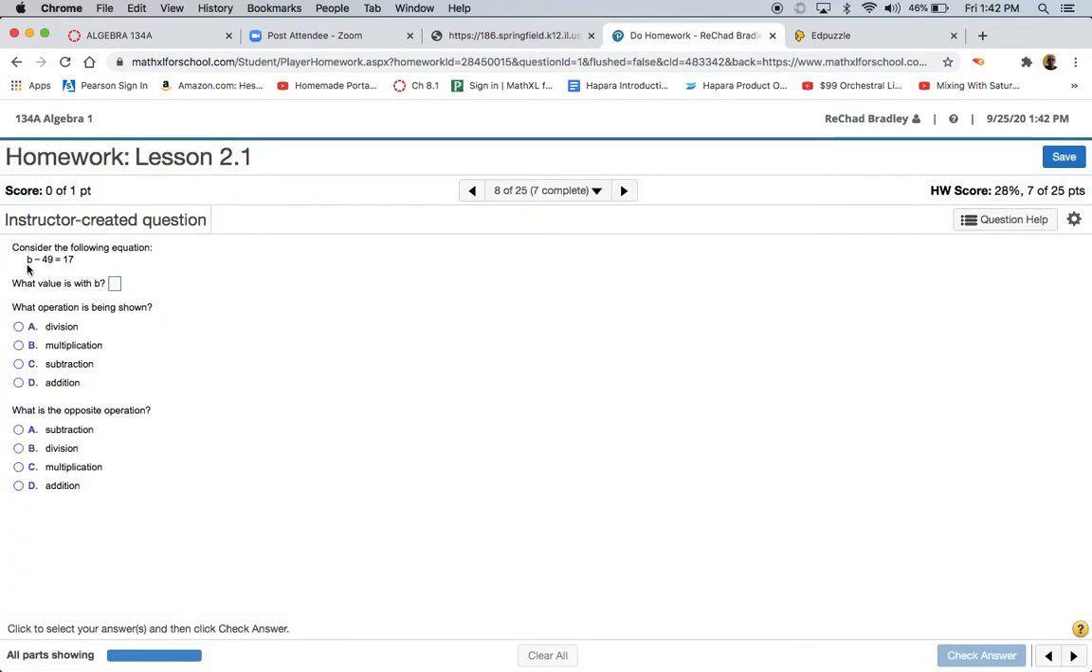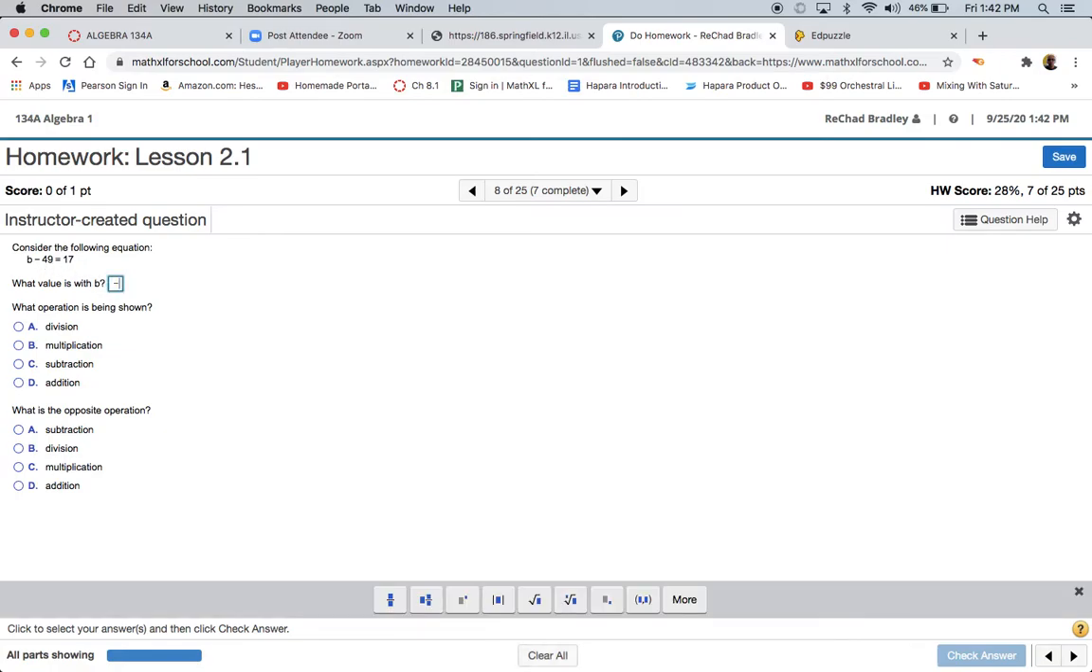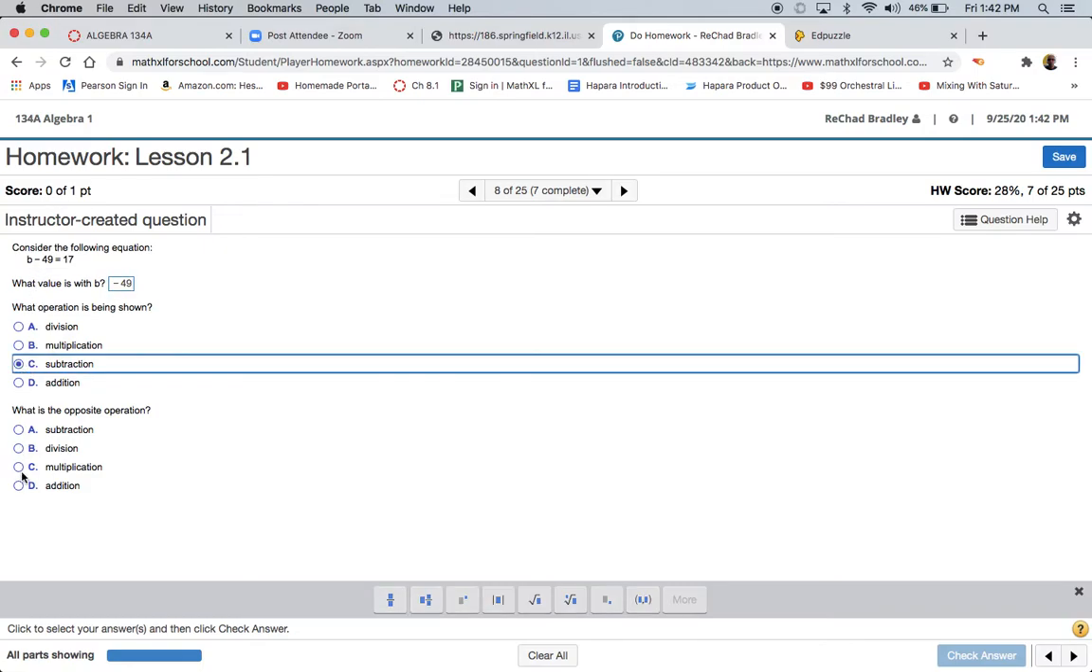What value is with b? So b is over here. Notice the 17 is not with it, but negative 49 is with b. The operation being shown here is subtraction, and the opposite of subtraction is addition.